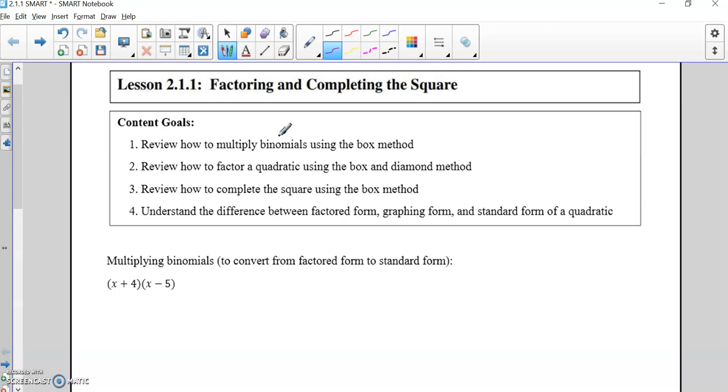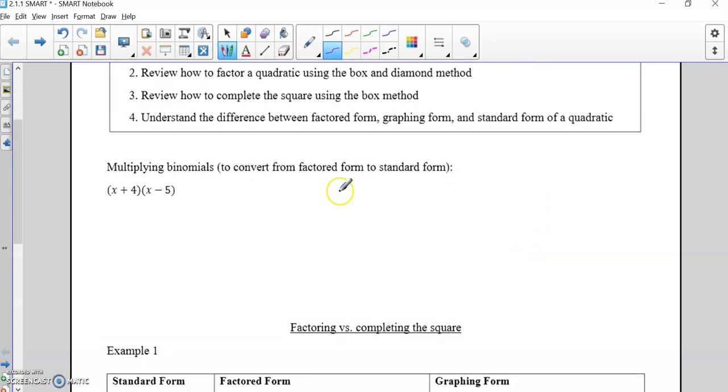The goals for today are to multiply binomials, factor a quadratic, complete the square, and understand the difference between the three forms of quadratic equations. So let's start with multiplying binomials.